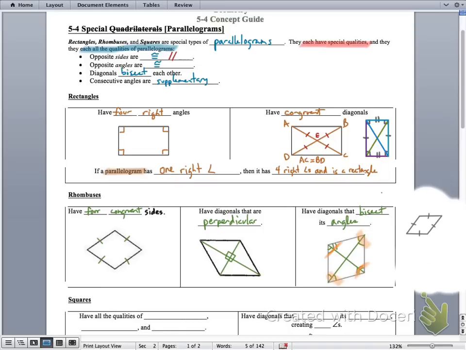Okay? It's also worth noting what a single diagonal will do here. It creates congruent isosceles triangles, and then 2 of them will create 4 congruent right triangles. Okay? But the 3 main qualities here are the things that you absolutely need to know about a rhombus.